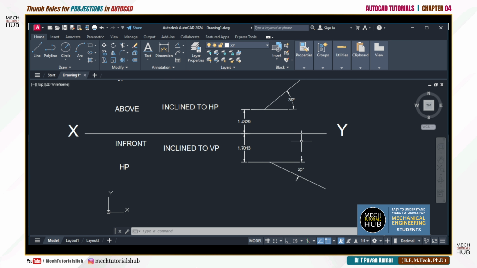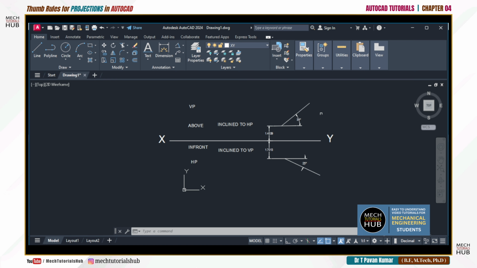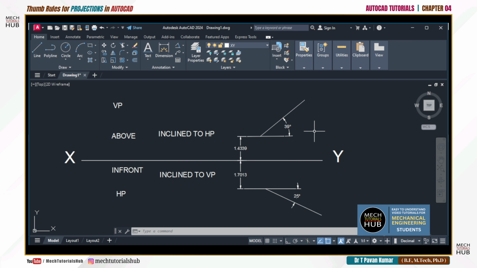So indirectly what I'm trying to tell you is whenever any line or a plane is inclined to VP, that will come below the XY reference line. If the inclination is with respect to horizontal, that will come above the reference line XY. Okay, above the reference line XY.